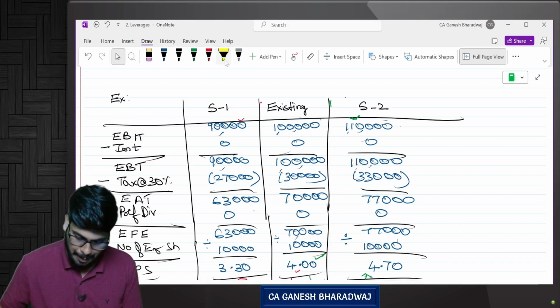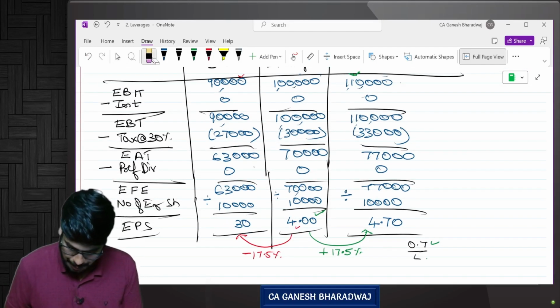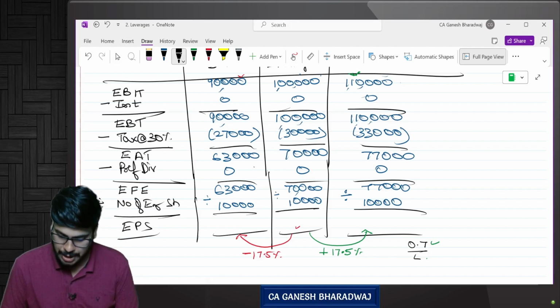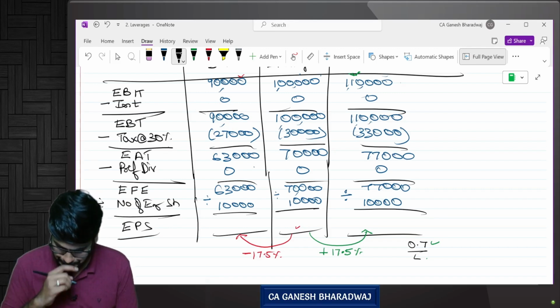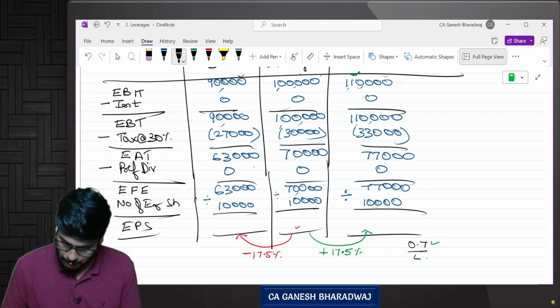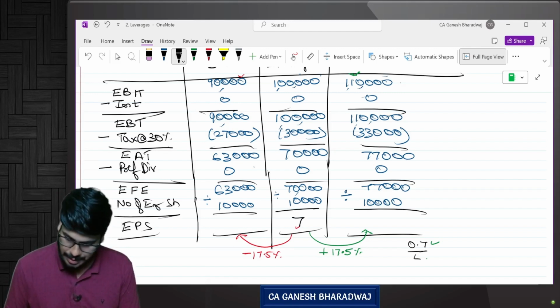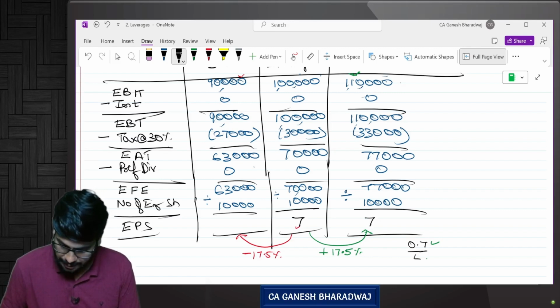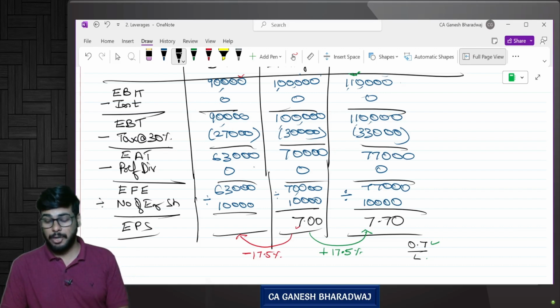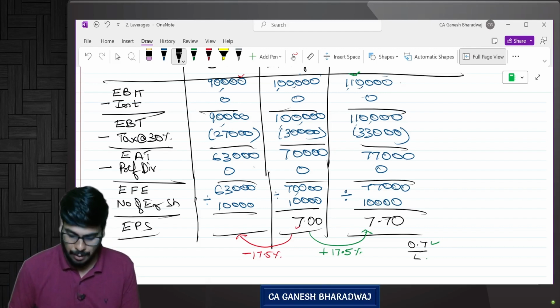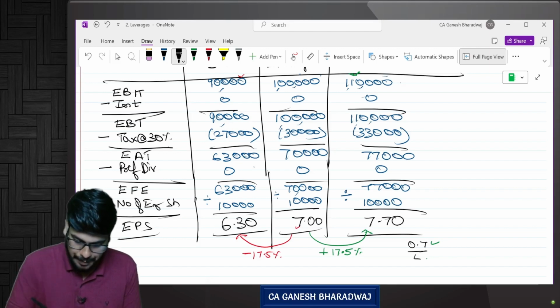And now what happens to my EPS, guys? Now EPS here in this case becomes how much? 70,000 divided by 10,000, it's going to be 7. In this case, it becomes 7.70, that is 77,000 divided by 10,000. Here it becomes 63,000 divided by 10,000, it becomes 6.30. Now you tell me.